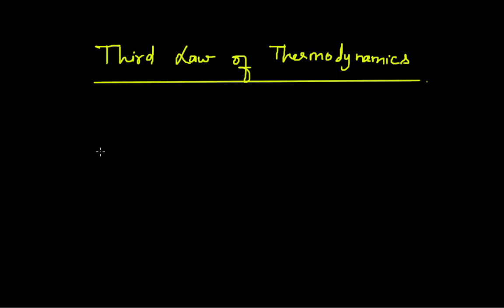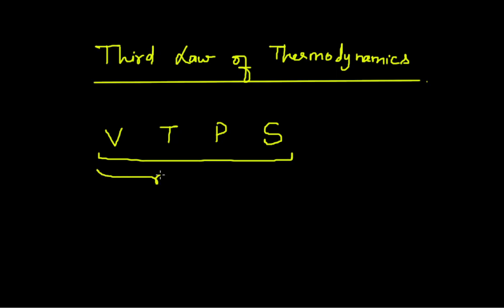Till now we have come across four important state variables and parameters to characterize a system, which are volume, temperature, pressure, and in the second law, as an offshoot, we got entropy. Now all four are required to characterize a system. Among these, volume, temperature and pressure can be exactly defined, but the problem is with entropy.